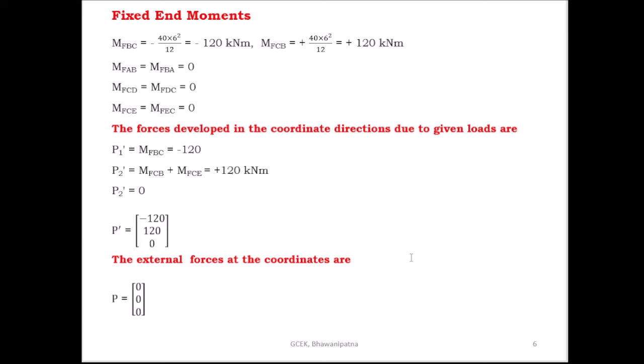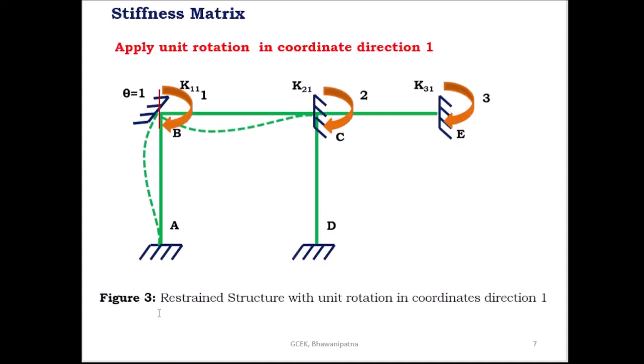Then what are the forces acting at the coordinates? So take the force P as P1, P2, P3. There are 3 coordinates. At coordinate 1 the force is P1, at coordinate 2 the force is P2 and at coordinate 3 the force is P3. Here there are no forces acting in the coordinate directions. So P1 is equal to 0, P2 is equal to 0 and P3 is equal to 0. So P is equal to 0, 0, 0. This is the column matrix, the external force at the coordinates.